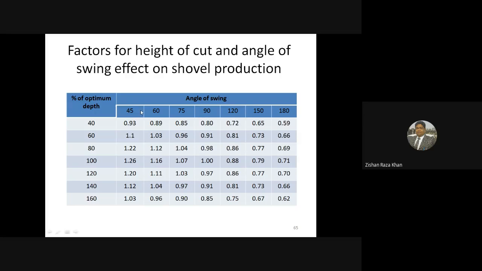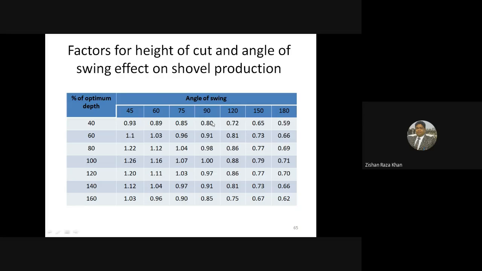So as you can see, if the shovel needs to swing more, its efficiency goes down. At 45 degrees it has a 0.93 factor, and at 60 it drops down, then it keeps dropping till 180 degrees, meaning the truck is standing just behind the shovel. So depending upon these two factors, this production chart can be used.